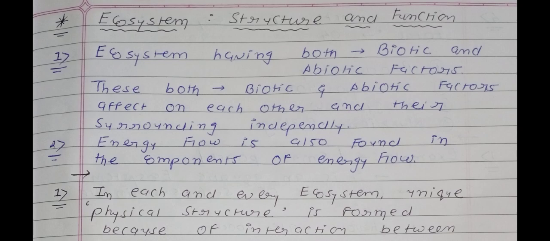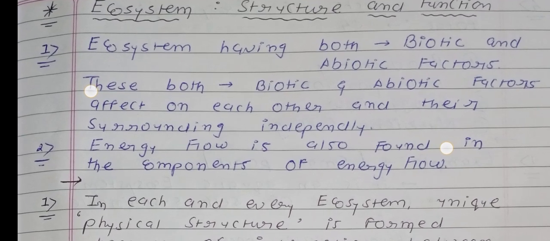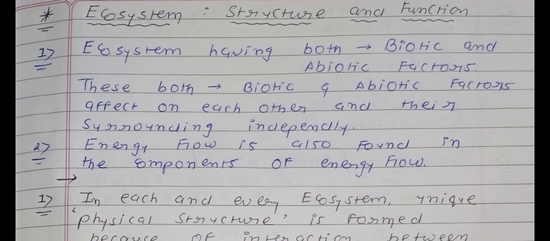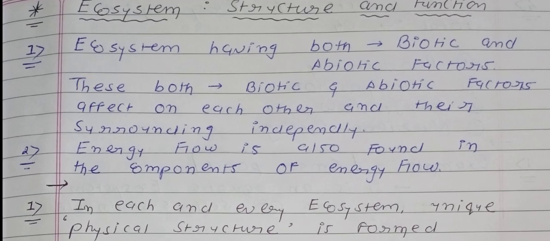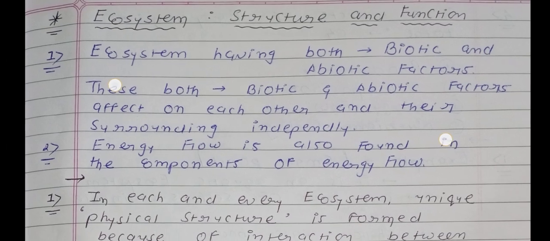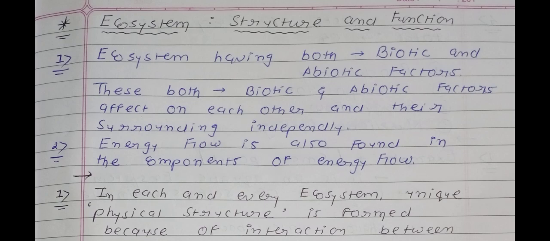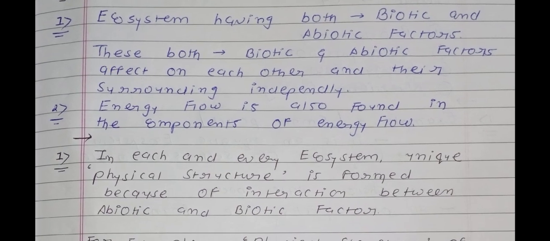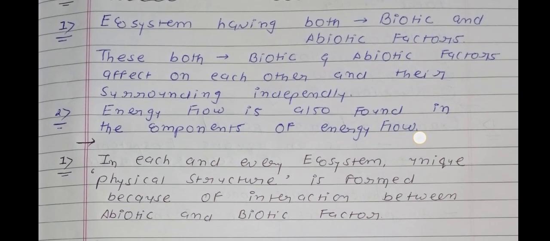Point number 2, energy flow is also found in the components of the ecosystem. So energy flow is also an important concept. You know that the source of energy is the sun. From the sun, energy will be utilized by the producer. From the producer, energy will go to the consumer. So it is one type of energy flow. So the first two points are completed here.